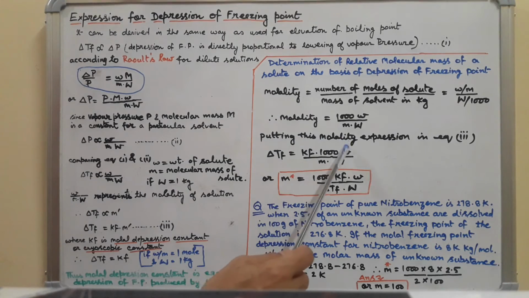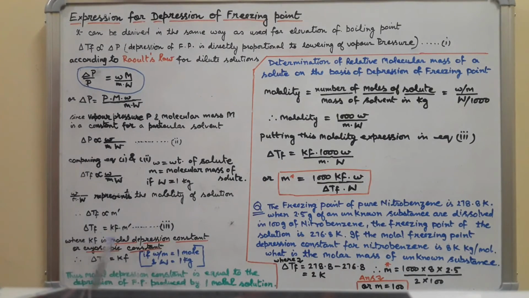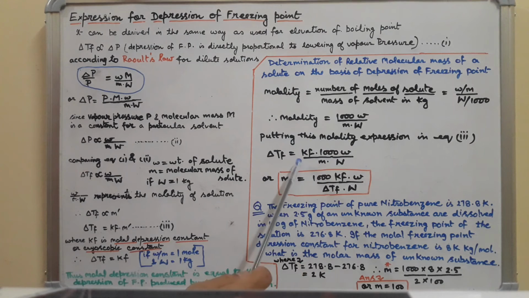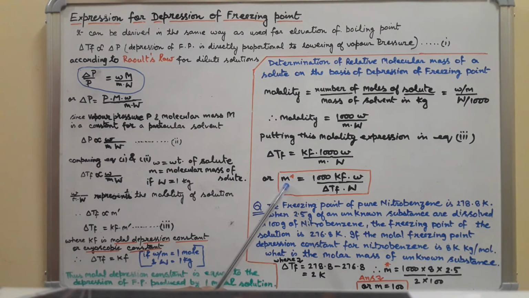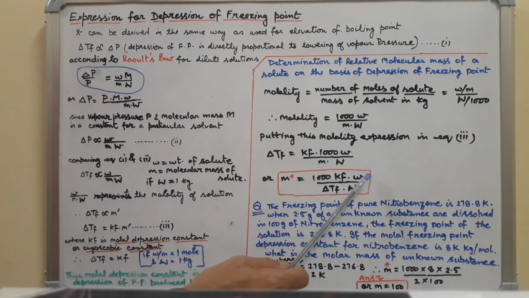Now putting this molality expression in equation 3. Where is equation 3? Here, see, this is equation 3. Now on putting this expression of molality in equation 3, we get the expression here. On transforming this expression, I get the molecular mass, where M stands for the molecular mass of the solute. Molecular mass equals 1000 Kf small w upon delta TF into W.